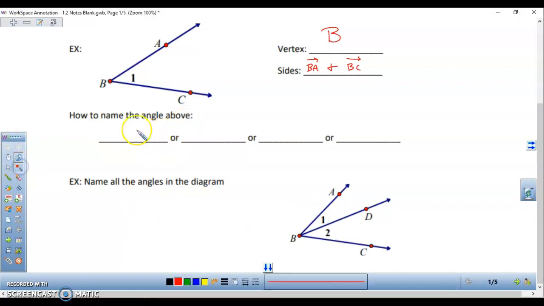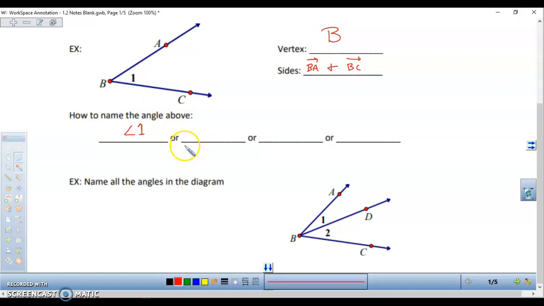So, how to name an angle. The way we name an angle, and there's three different methods to this, okay? It just depends on the situation. The first and the easiest way you can name an angle is if there's a little number inside of there. And if there's a little number inside of the angle, you could just say, hey, that's angle 1. And if I look at the picture, I know exactly what angle you're talking about. You're talking about the angle that has a little 1 inside of it.